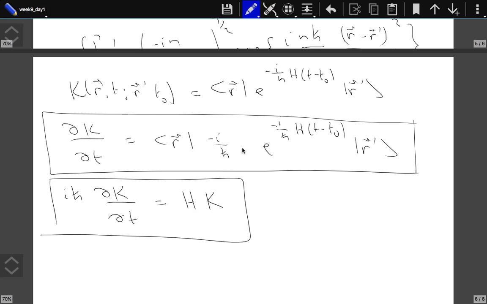Well, let me write it in this form. H is a function of r and p. Here I have the h as a function of the position r and h bar over i, the gradient, because we had already seen that the momentum operator in position space, I can write it as the gradient operator. So K satisfies the Schrödinger, time-dependent Schrödinger equation.